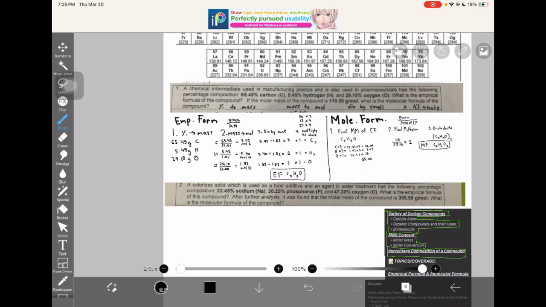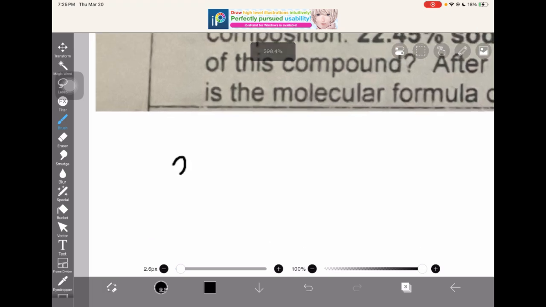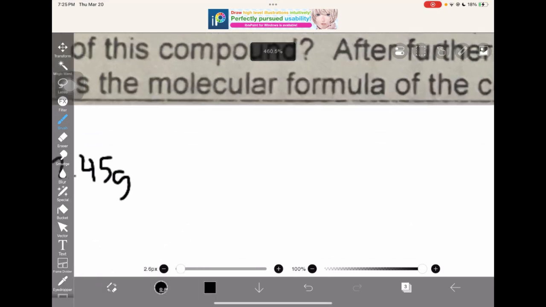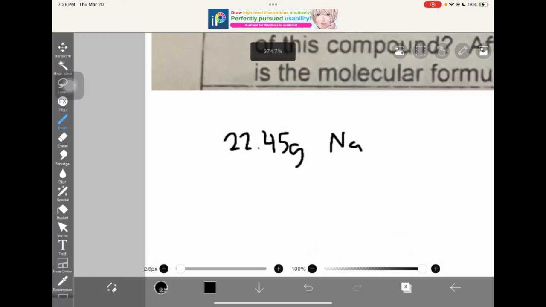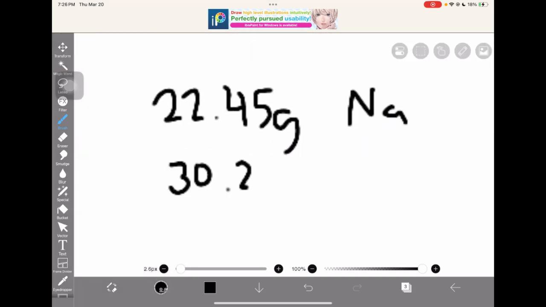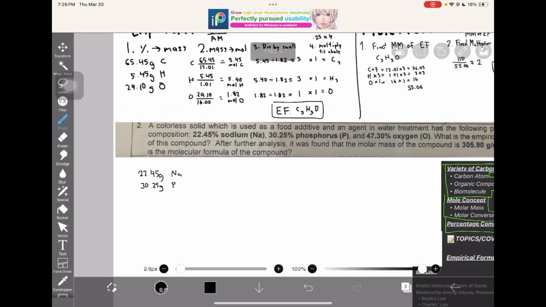Let's just do one more problem, but at a slightly faster pace. Alright, step 1, percent to mass. 22.45 grams of Na, 30.25 grams of phosphorus, and 47.30 grams of oxygen.